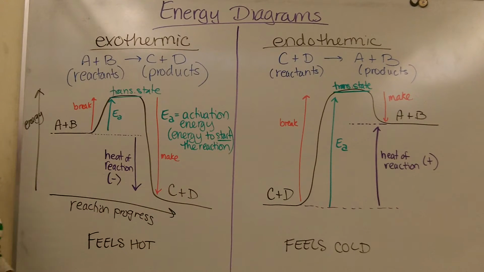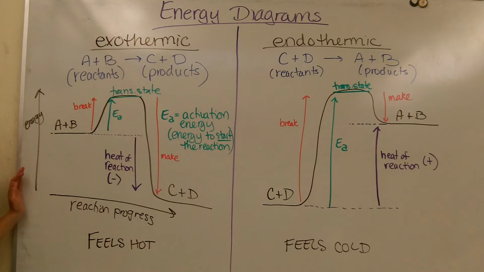Alright, so this video is going to be about energy diagrams and interpreting them and what they mean. I'm going to show you an exothermic example and an endothermic example. So let's look at the exothermic example first. We have this reaction, A and B produce C and D. So A and B are my reactants, C and D are my products.